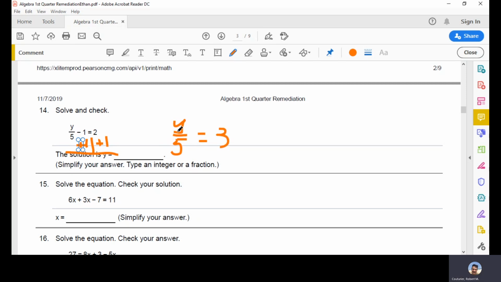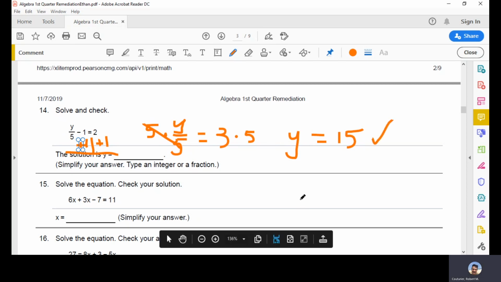Now, look, our variable is stuck in a fraction. In order to get rid of it, multiply by its reciprocal. Multiplication property is the opposite of division, so we're multiplying by 5. Cancels out these denominators. What you do to one side, you do to the other. So y is equal to 15. Don't believe it? Check your work. 15 divided by 5 is 3. 3 minus 1 is 2. It works. It's that easy to check your work.